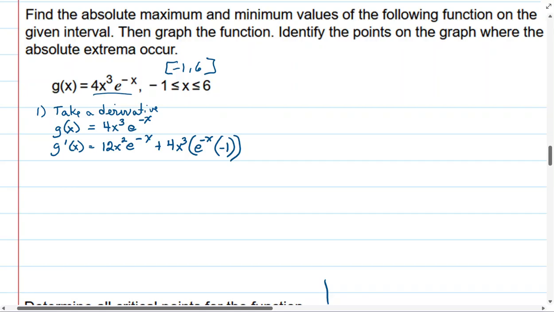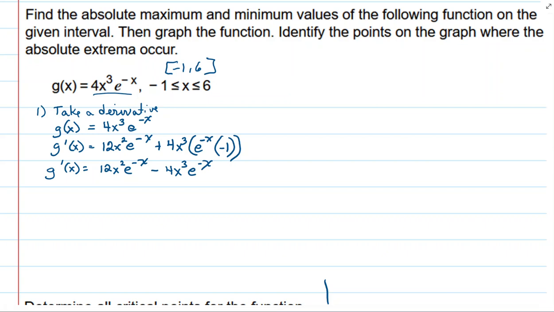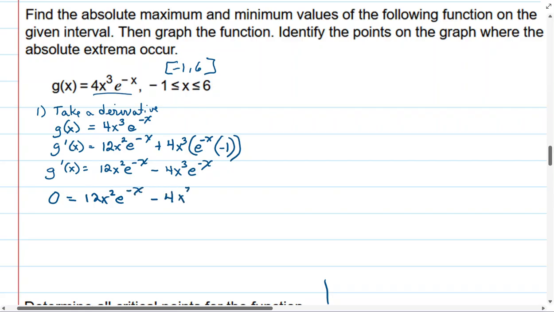Everybody get g prime of x equals that, 12x squared e to the negative x, and this is going to be a -4x to the third e to the negative x. All right. So we're going to set 0 equals 12x squared e to the negative x minus 4x to the third e to the negative x.